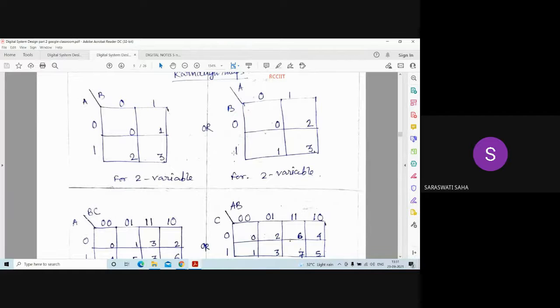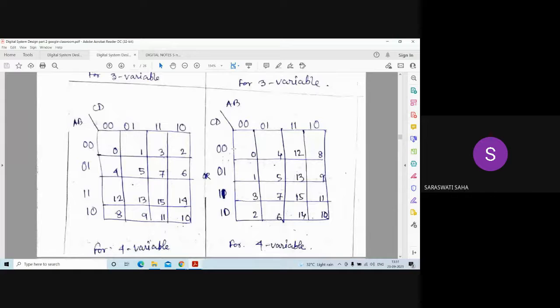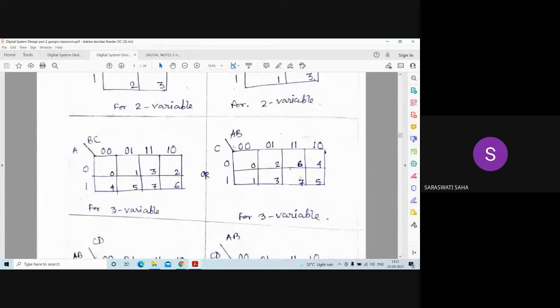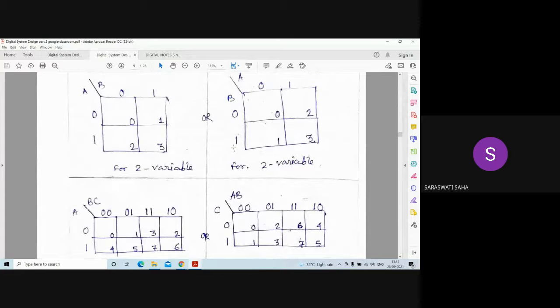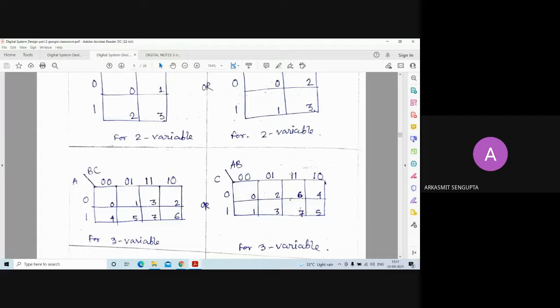For two variables, it is like this, for three variables, like this, and for four variables, like this. If you have any doubt regarding this part, Carnot map, you can ask me. No, ma'am. No doubt.